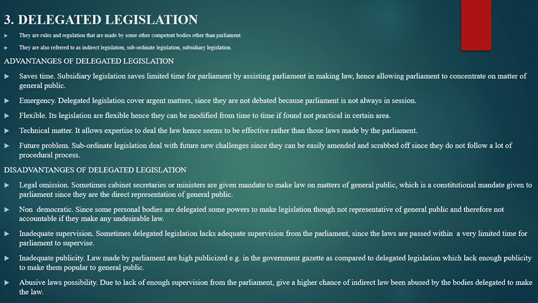We also have some disadvantages of delegated legislation. One of them is legal omission. Sometimes cabinet secretaries or ministers are given the mandate to make rules on matters of the general public, which is a constitutional mandate given to parliament, since they are the direct representation of the general public. This is in contravention of the constitution. So it is a legal omission and it is unacceptable by law.